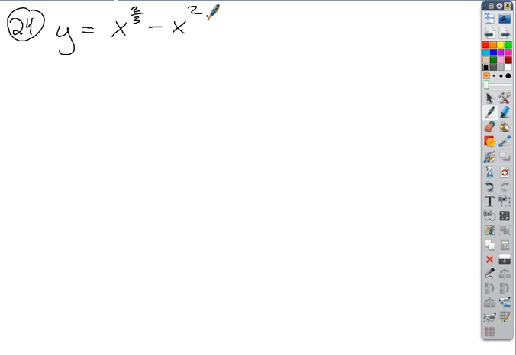The 2/3, okay, yeah, here's the question mark, right? What's going on with it? No x's on the bottom, so we don't have to worry about dividing by 0. But I've got a 2/3 power. Remember, I can't take an even root of a negative number.